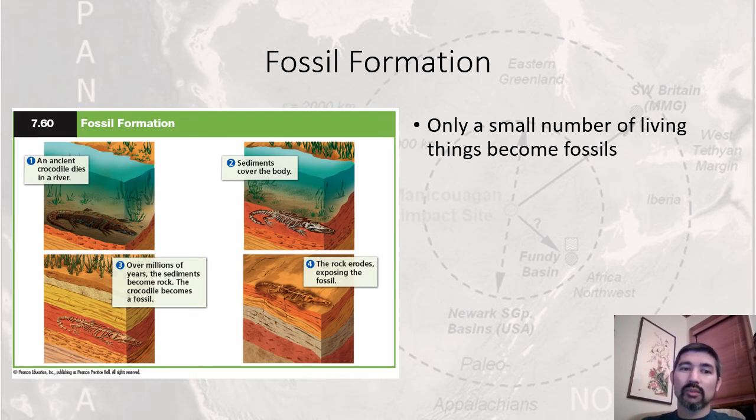And so in this image, we have a crocodile that dies, and it dies in the bottom of a river. Sediments cover its body. Eventually, those sediments get compacted, and then they crystallize into rocks, and the skeleton of that alligator is now a fossil. And then some millions of years later, the rock erodes, and that fossil becomes exposed.